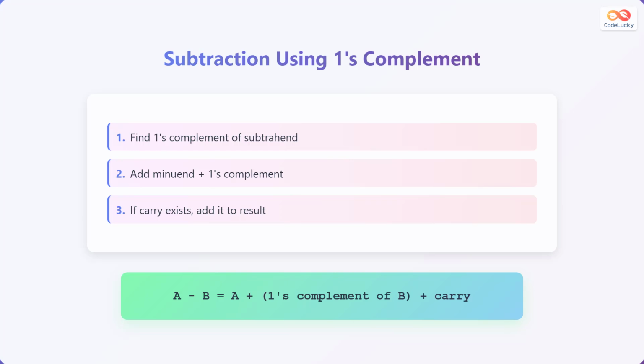Now let's learn how to subtract using 1's complement. Here are the steps we will follow. Step 1. Find the 1's complement of the subtrahend, which is the number being subtracted. Step 2. Add the minuend, which is the number from which we are subtracting, to the 1's complement of the subtrahend. Step 3. If a carry exists after the addition, add this carry to the result. In formula terms, a minus b equals a plus the 1's complement of b, plus the carry, if any.